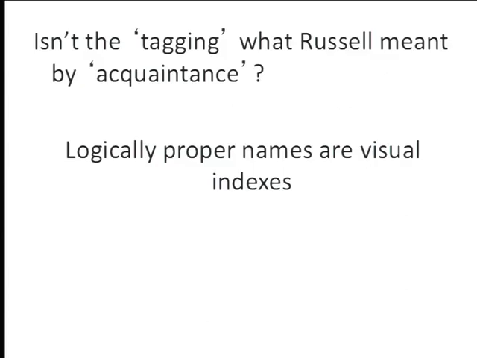So we can think of tagging as being what Russell meant by acquaintance. Logically proper names are just the same as visual indexes. Those visual indexes are logically proper names. Where it all goes so awfully wrong in Russell is when he says that you can only be acquainted with your own sense data. And that leaves each of us trapped in a world of our own sense data and makes communication impossible. But if you think of visual indexes as logically proper names, then you have a way of making sense of what Russell's saying, but you don't cut us off from the medium-sized world, and you don't cut us off from communication, because each of us can be visually indexing the same things, and we can know that that's what's going on.